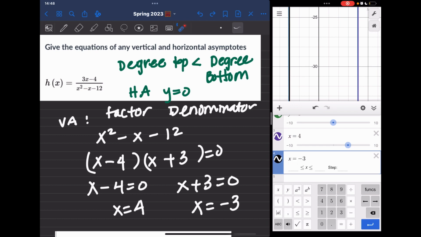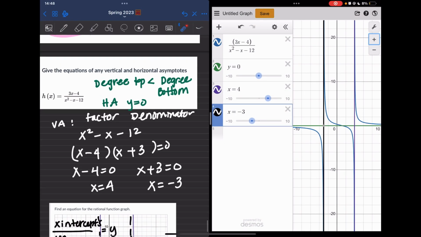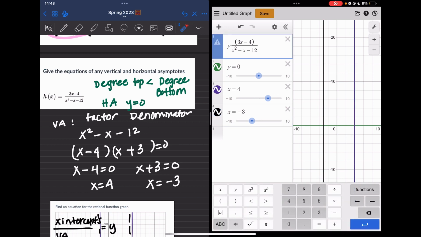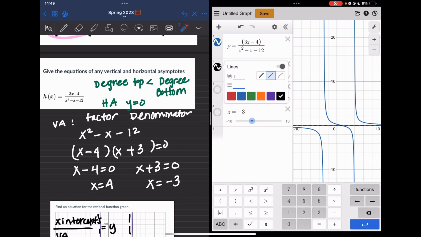Okay, so in this case, we're going to need to press the home key. So we have y equals 3x minus 4 divided by x squared minus x minus 12. So let's see. The horizontal asymptote is definitely y equals 0, and it's equivalent to the x-axis. I can make this a little bit more distinct for you. So you can see that.